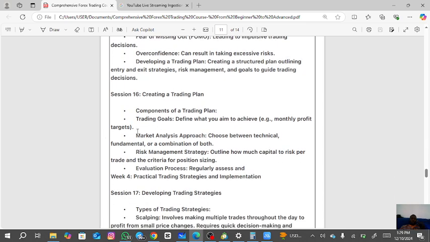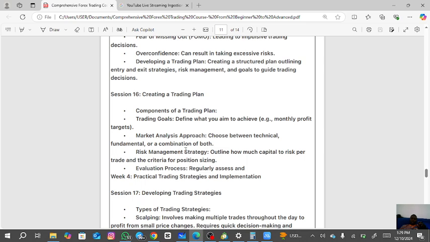Components of a trading plan involve trading goals: define what you aim to achieve, monthly profit targets, right? That's probably your goal. You want to achieve a particular amount in this month, right? Then market analysis approach. Choose between technical, fundamental, or a combination of both.